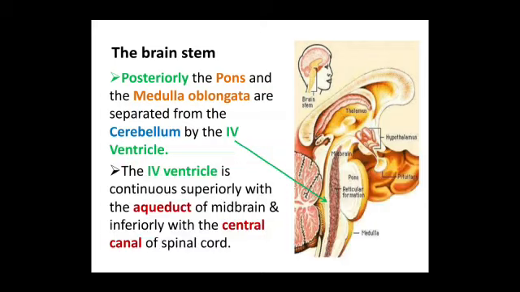The posterior surfaces of the pons and medulla oblongata are separated from the cerebellum by the fourth ventricle. The fourth ventricle is continuous superiorly with the aqueduct of the midbrain and inferiorly with the central canal of the spinal cord.